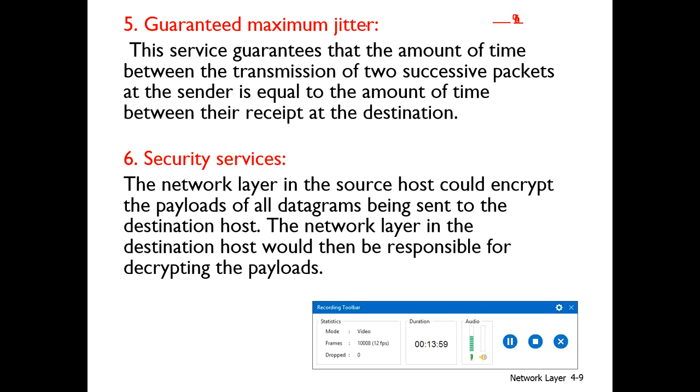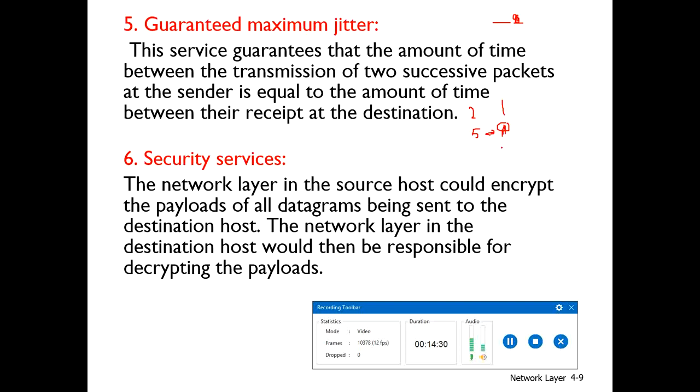So maximum jitter guarantees that the amount of time between the transmission of two successive packets at the sender is equal to the amount of time between their receipt at the destination. This means that at the sender, if the first packet is transmitted at 0 milliseconds and the second packet is transmitted at 5 milliseconds, the time difference between the first and second is 5 milliseconds.